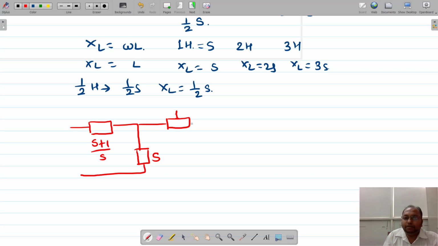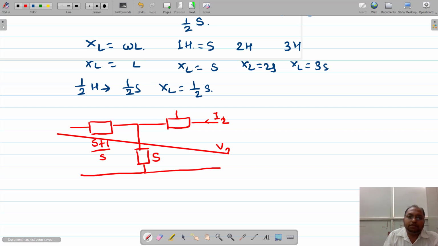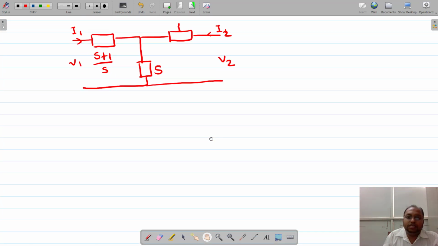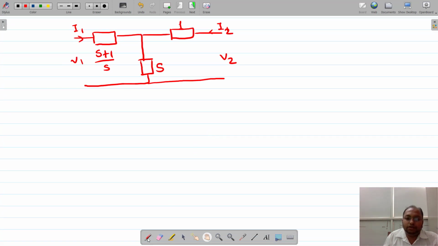Okay, fine. And to this circuit now we are going to apply the process of finding out the Z parameter. Is that fine? So what is our first step to find out Z parameter? It is to write equations. So let us go for that.